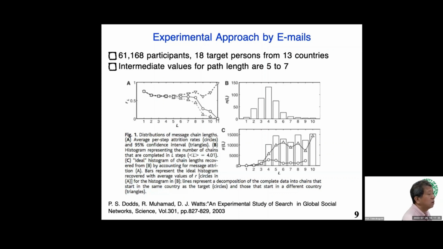And they also concluded that although such a global social network is in principle searchable, actual success depends sensitively on individual incentives.